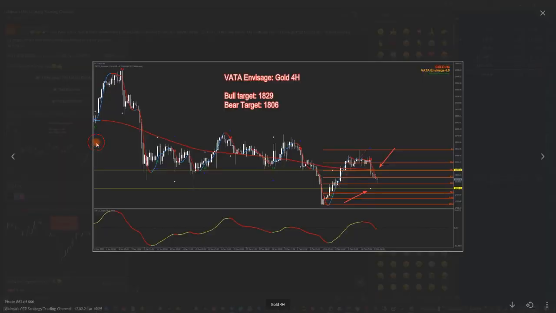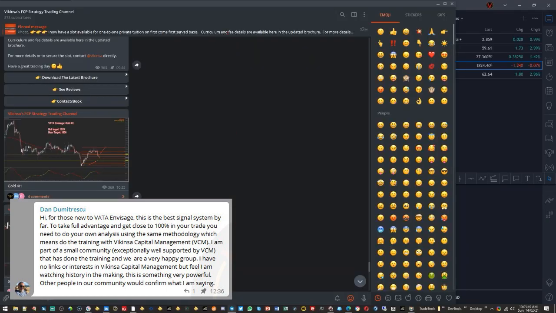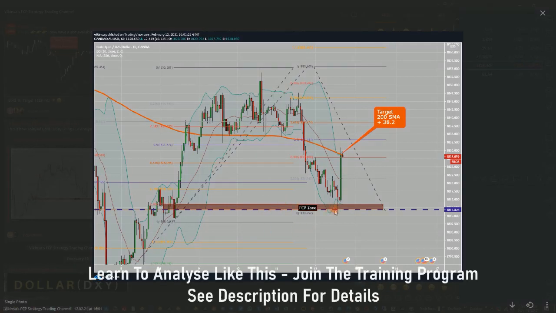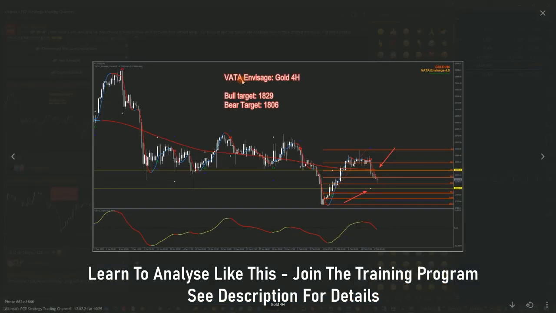And in our Telegram group, which is around here, this is what I mentioned. So the bull target was 1829 based on what I envisaged, and this was the 1829 level, and the bear target was 1806. But there were more chances of it going upwards because of the analysis that we performed using FCP analysis. So this was the FCP zone, which acted as a barrier in the market, and it pushed the price into this 200 moving average, which was also being pointed out by what I envisage.